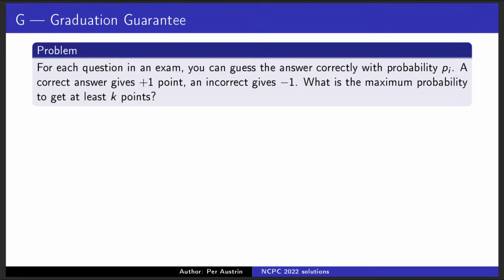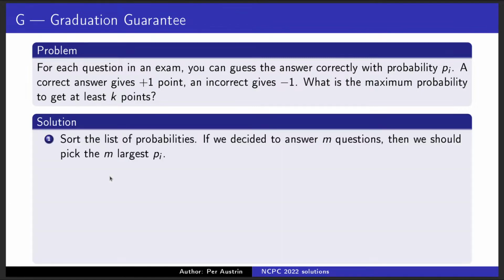which are the best to answer. And here the key idea is to realize that a high probability of getting a question correct is better than a low one. So if we decide, okay, we are gonna answer M of the questions, why not just answer the M biggest ones? That's always gonna be better than not doing that. So this is the main idea for the solution.